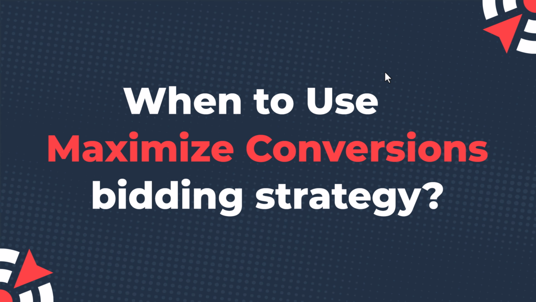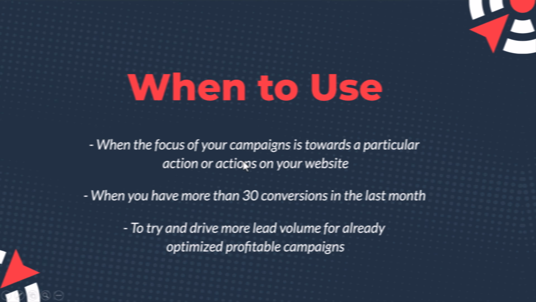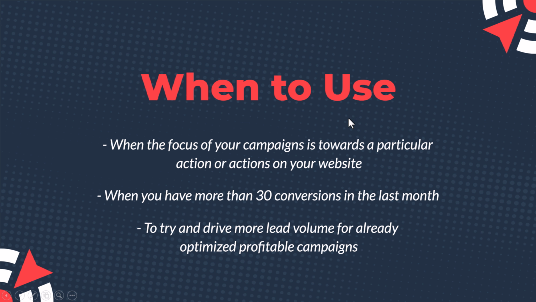Let's now discuss certain best cases where we can use the maximize conversions bidding strategy where it can be profitable for us. These are certain situations in which you can use the maximize conversions bidding strategy. So the first is when the focus of your campaign is towards particular action or actions on your website. So let's say you have a certain action or multiple actions that you want to track, then maximize conversions can be a good bidding strategy for you to use because it will try to maximize the number of those actions being taken on your website, which will be profitable for your business.